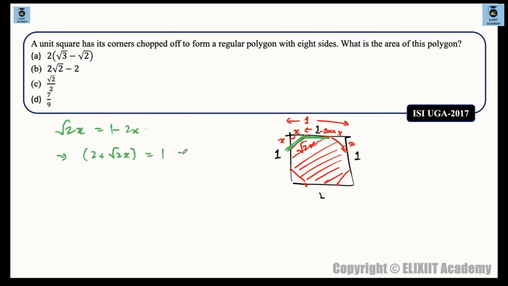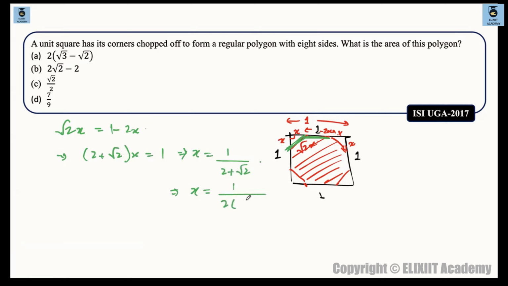So this is equal to 1. ठीक है, sorry, 2 plus root over of 2 times of x, and this is equal to 1. So x will be what? 1 upon 2 plus root over of 2. So from here, what we can do, we can do a bit of simplification from here. You can do a bit of rationalization.